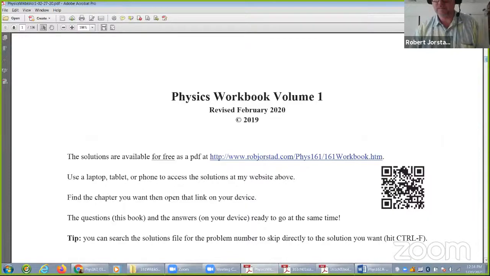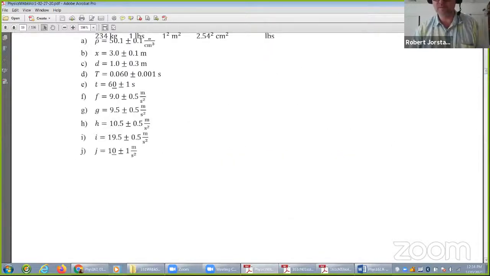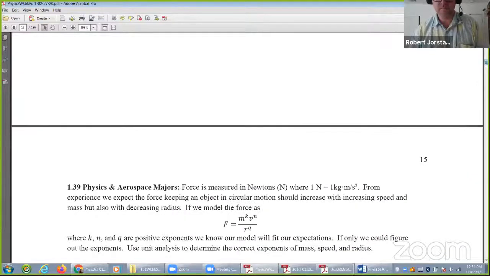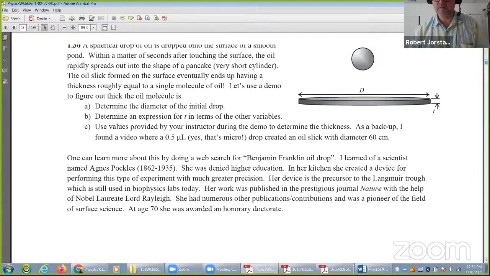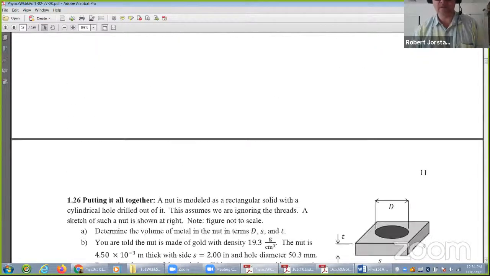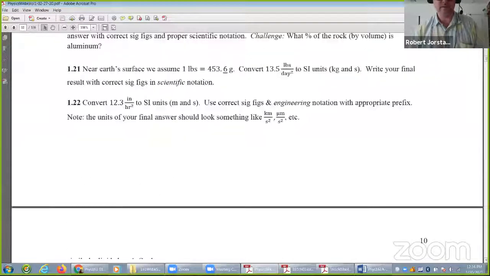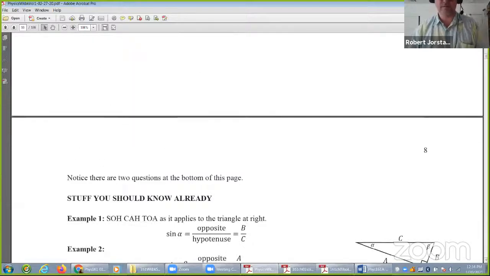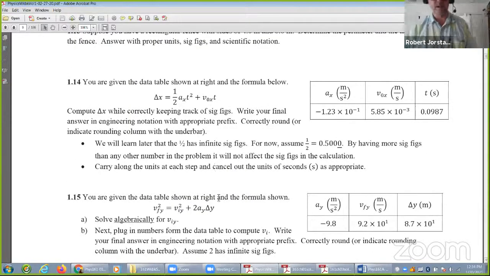Okay, so let me find it. Sorry about that. Didn't have it up to the right page. Give me a sec. All right, there we go. So let's start with this one.